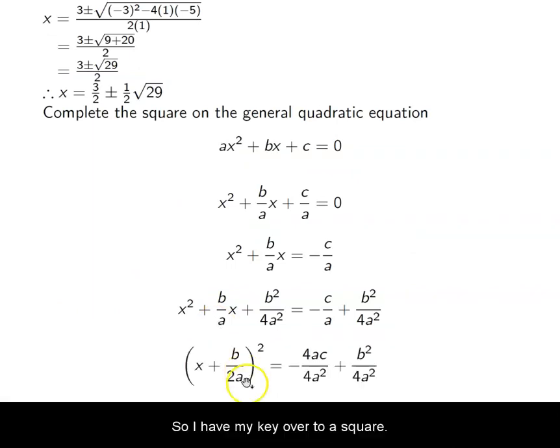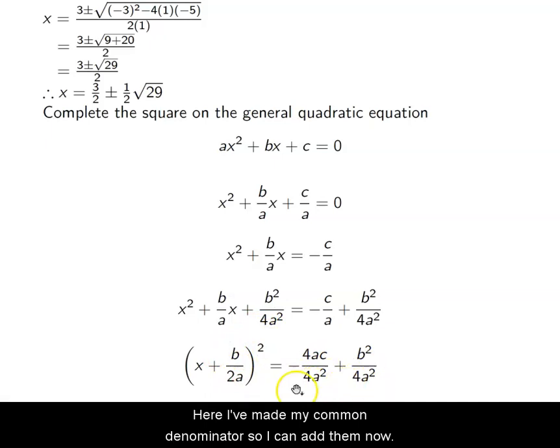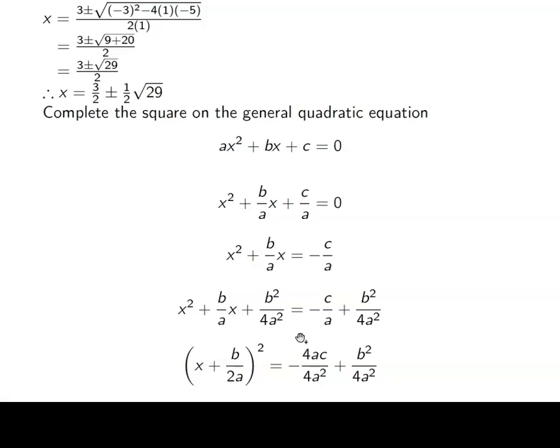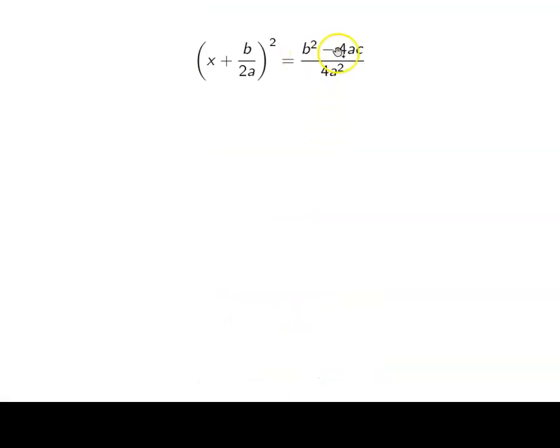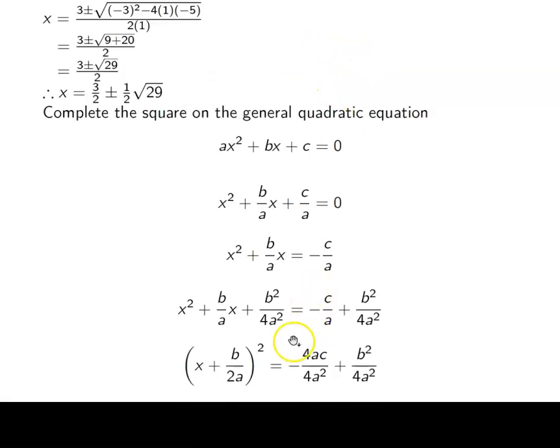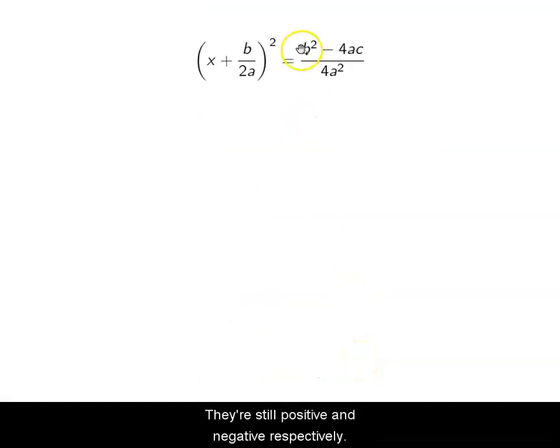Okay, so I have my b over 2a squared. Here I made my common denominator, so I can add them now. I can have negative 4ac plus b squared over 4a squared, or I can switch the order to what we're used to, which is b squared minus 4ac. So that's what I did here. I just combined them. The negative 4ac was the negative term, the b squared was a positive term. They're still positive and negative respectively.